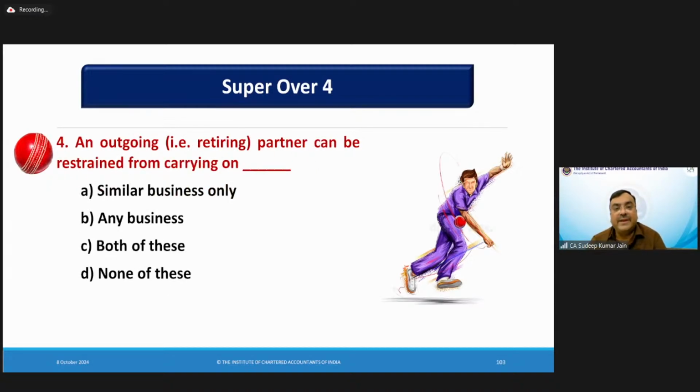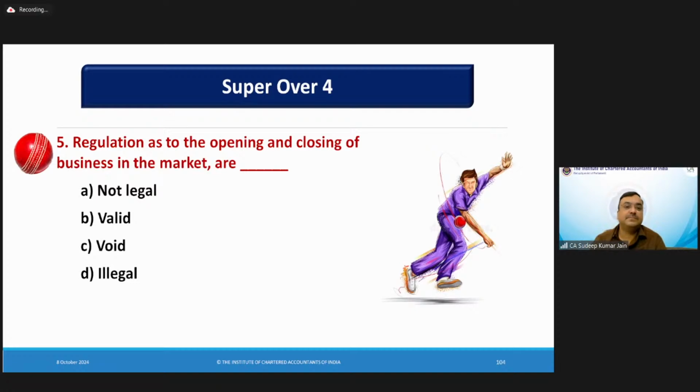An outgoing retiring partner can be restrained from carrying on the similar business only, any business, both of these, none of these. Regulation as to the opening and closing of the business in the market are not legal: valid, void, illegal.